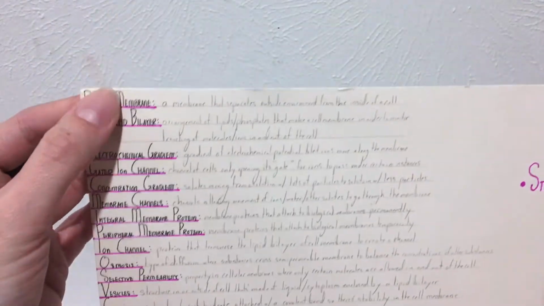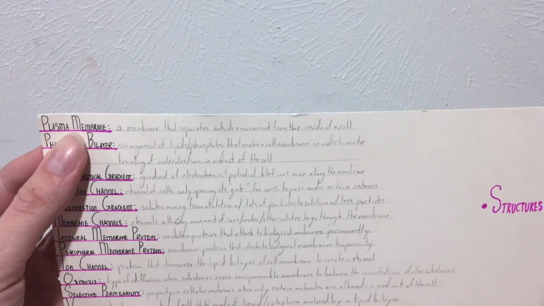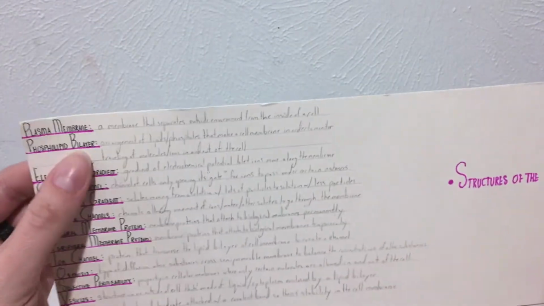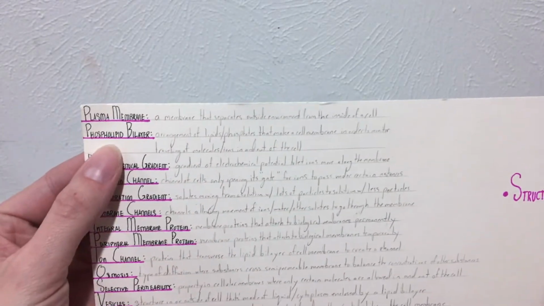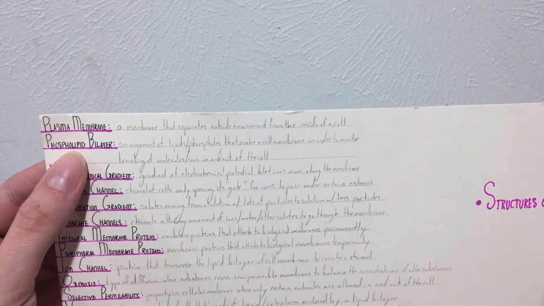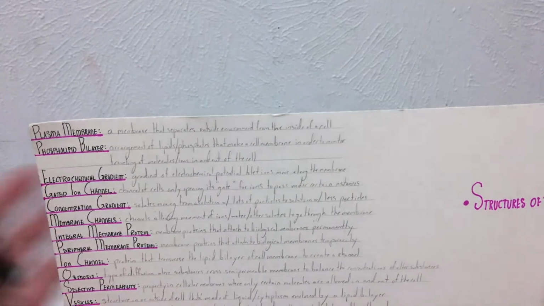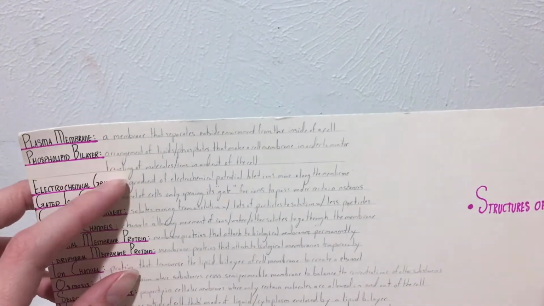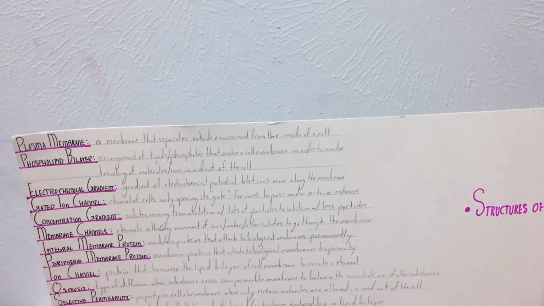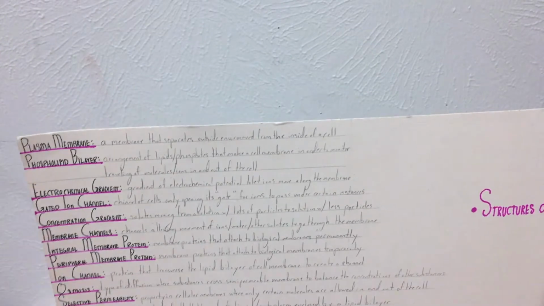Alright, so we start off, we have plasma membrane. Plasma membrane is just the membrane that separates the outside environment from the inside, so it's for protection for the cell. Phospholipid bilayer is an arrangement of lipids and phosphates that make a cell membrane in order to monitor traveling of molecules and ions that come in and out of the cell.